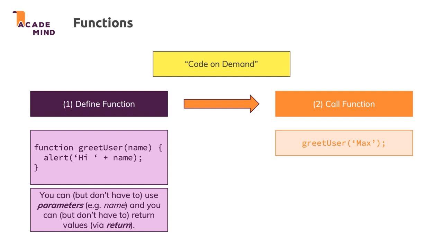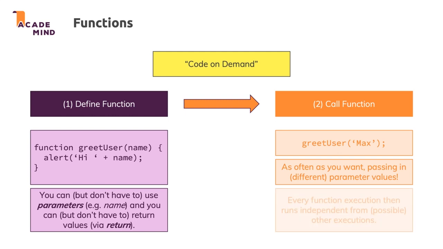So if a function takes parameters, you pass in a value for these parameters. Then this code gets executed with the data you entered as parameters, and you can call such a function as often as you want, wherever you want in your code, with different parameters if it takes parameters. So every function execution then runs independent from the other previous function executions you might have had in your code.